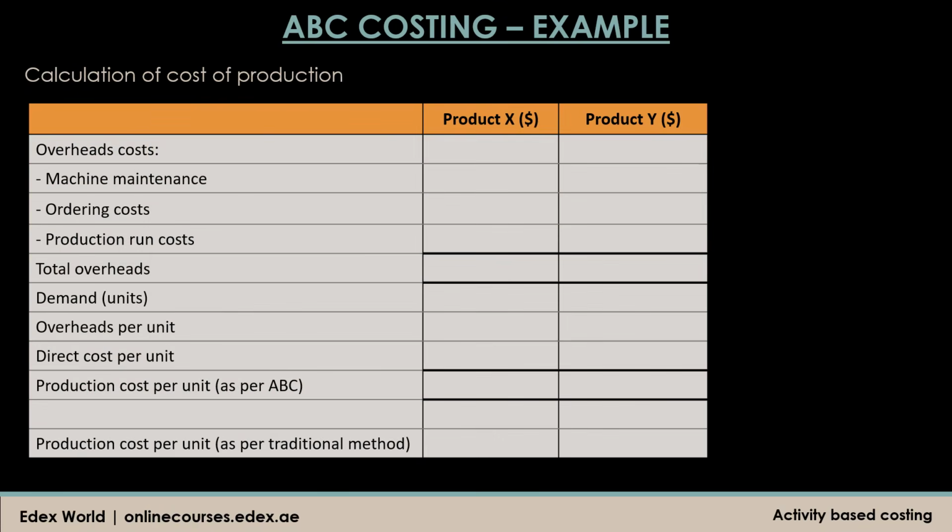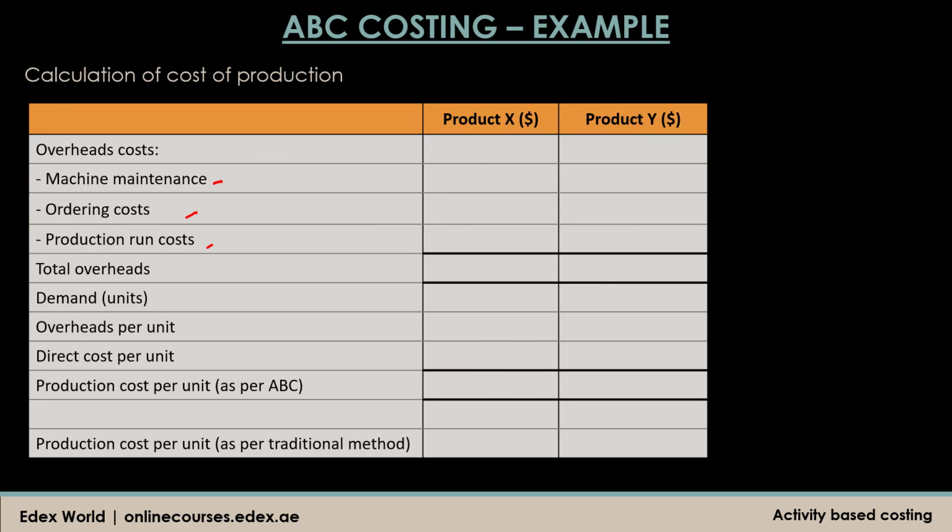So we'll use this table as a way to calculate our cost of production per unit. That's what we want at the end. First we'll analyze the overheads cost. There are three overheads here: machine maintenance, ordering cost and production run cost. We've calculated the cost driver rate, or the overheads cost per unit of cost driver, but now we need to see how much it is in total for individual products, product X and product Y.